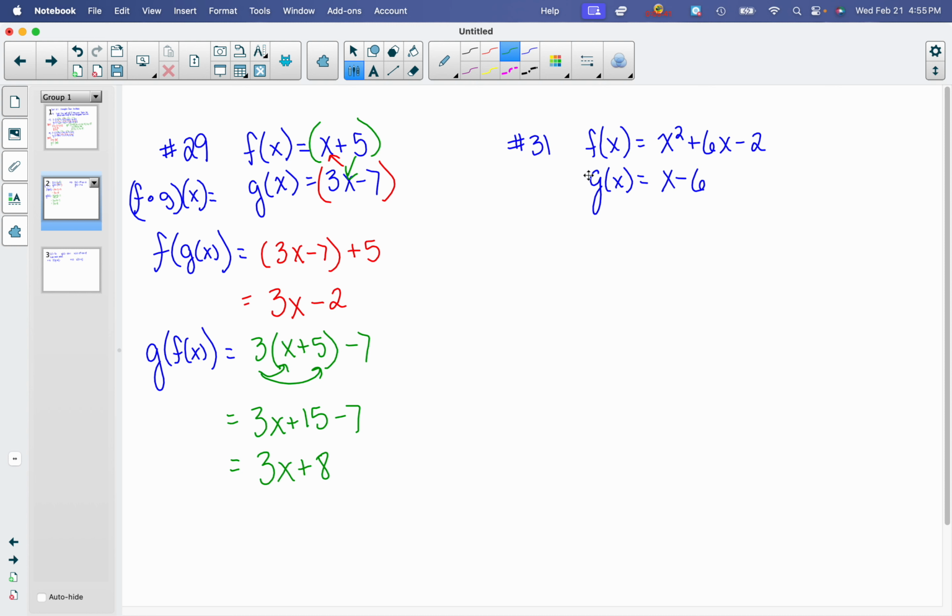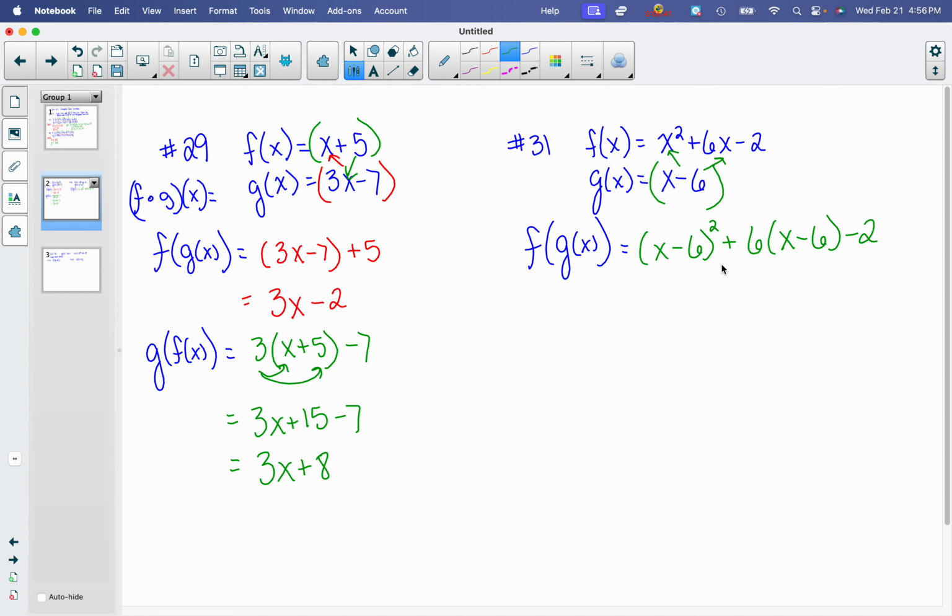On number 31, we're going to start by doing f of g of x. So that means I'm going to take g of x and drop it inside. Now, I got to put it in two places because there's an x here and there's an x here. So I'm going to have x minus 6 squared, don't forget to square it, plus 6 times x minus 6 minus 2. So that's a little tricky. You got to drop the x minus 6 into both spots.